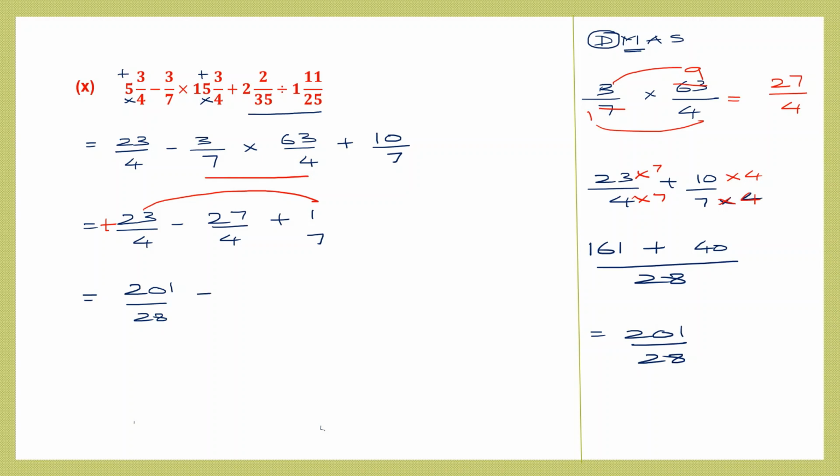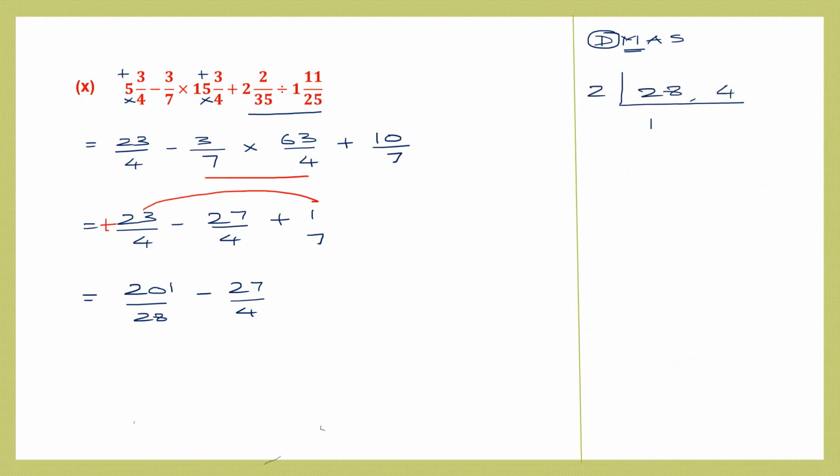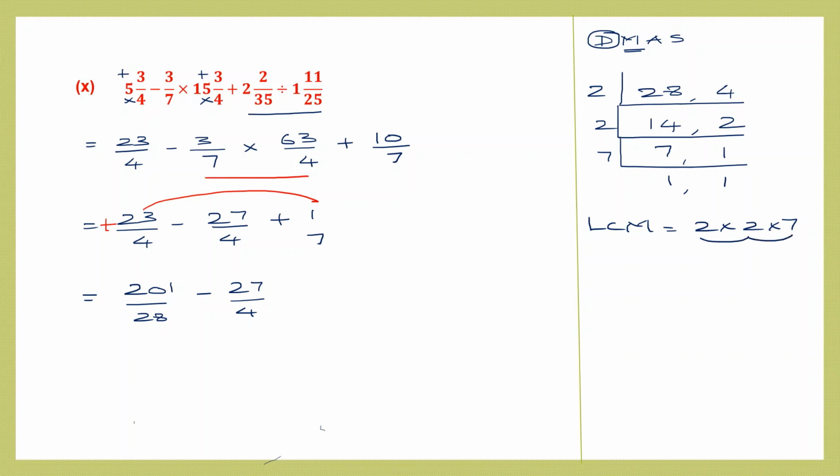Now we have to do the subtraction. Minus 27 by 4. So here we have two denominators which are unlike. We have to make them equal. So let's find the LCM of 28 and 4. Let's begin with 2. 2 1s are 2, 2 4s are 8. So 2 into 14 is 28. 2 2s are 4. Continue with 2 again. 2 7s are 14. 2 1s are 2. Now we can use 7. 7 1s are 7. So what is the LCM? The LCM is 2 into 2 into 7. 2 2s are 4 and 4 7s are 28. So we can use 28 here.